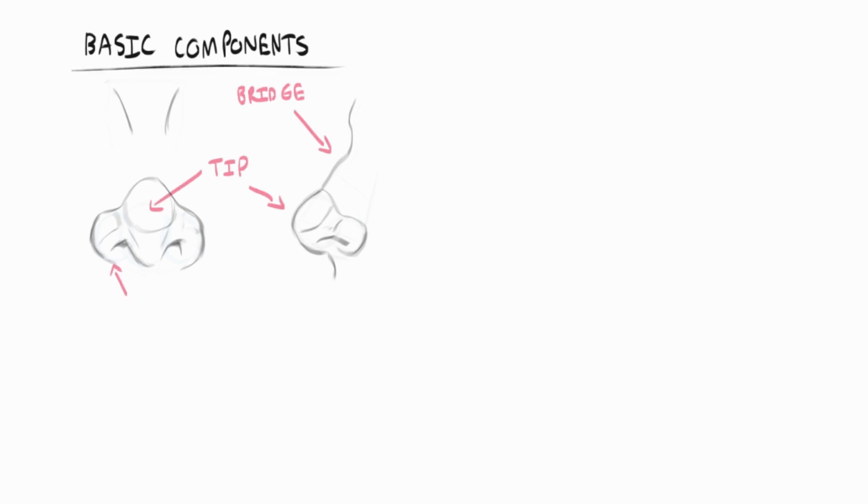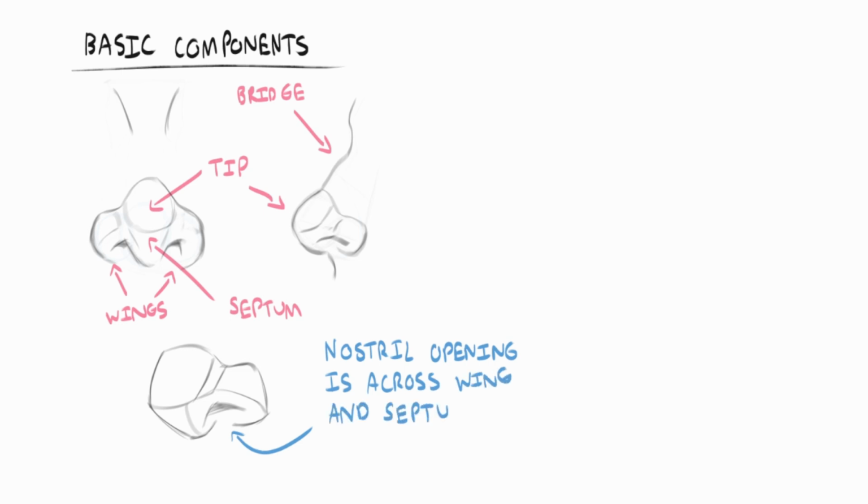A common mistake when drawing or painting nostrils is to just put circular holes on the wings. If you want the nostrils to look believable, make sure the opening is across the wing and the septum.